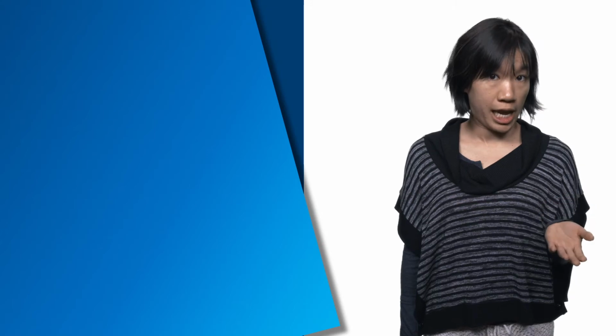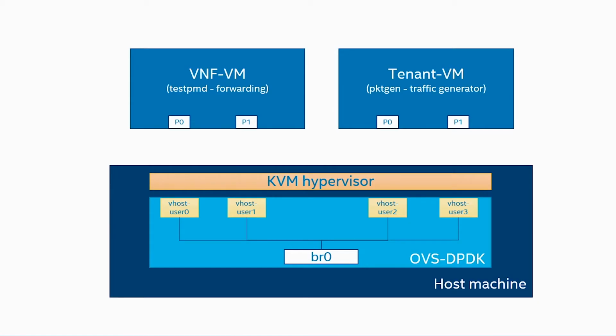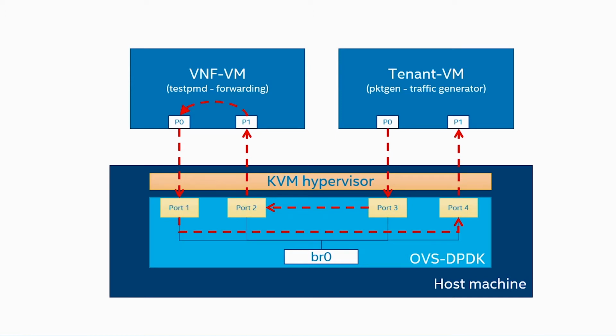Let's take an example of a NFV use case with the inter-VM service chain running DPDK testpmd as a VNF application and packetgen as a traffic generator. DPDK testpmd does simple packet forwarding. Packets are received and transmitted among the vHost user ports attached to the OVS bridge. How can we monitor the packets in the OVS bridge?